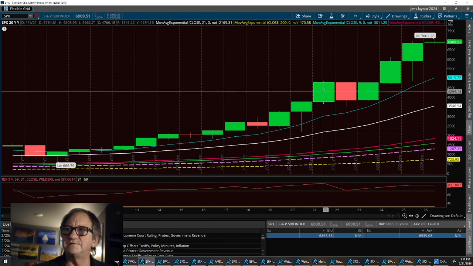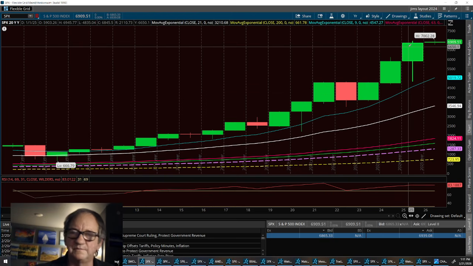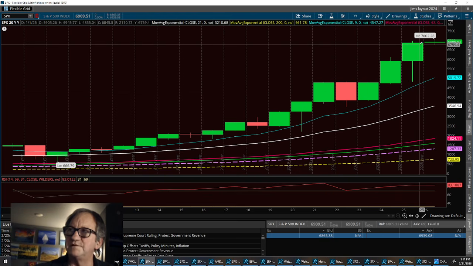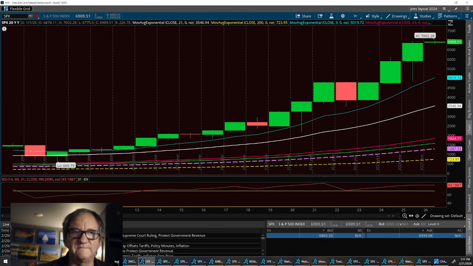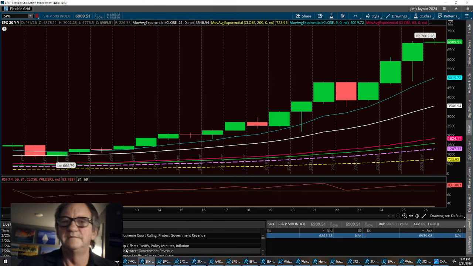We had 3 white soldiers here. It took 2 years for that thing to break out. We have 3 white soldiers here. It could consolidate for 2 years for a new breakout. So we could have a lot of volatility in the market. That's what it tells me.